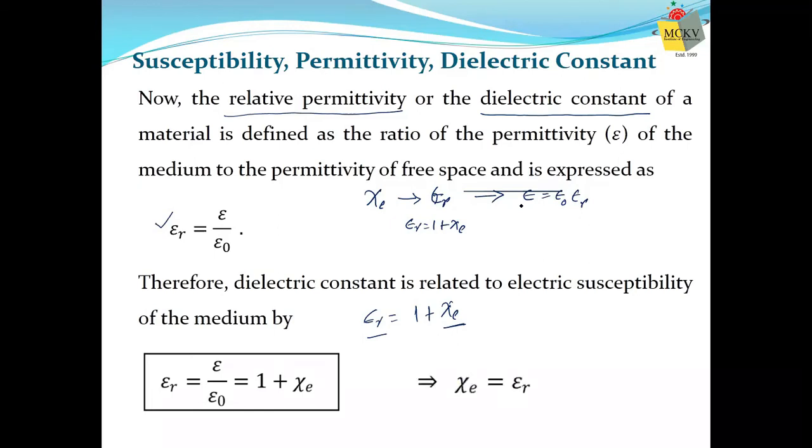In other terms, if you know epsilon r, the dielectric constant or relative permittivity of the medium, then subtract 1 from it, you will get the electrical susceptibility of that material. So they are interrelated. You need not bother about them. You need to know one quantity only. Out of these three quantities we have just discussed, you actually need to know one. Any one will be sufficient for you.